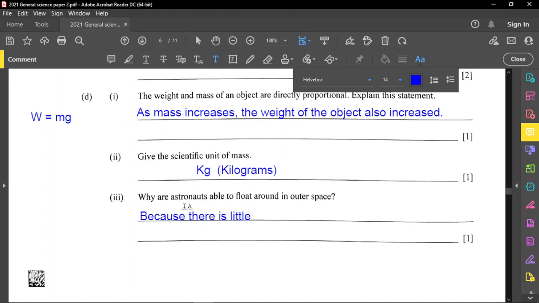So here, it is because there is little gravity or gravitational force, a little gravitational force in outer space, okay? Yeah, so very little gravitational force in outer space. All right, so that's the answer there.